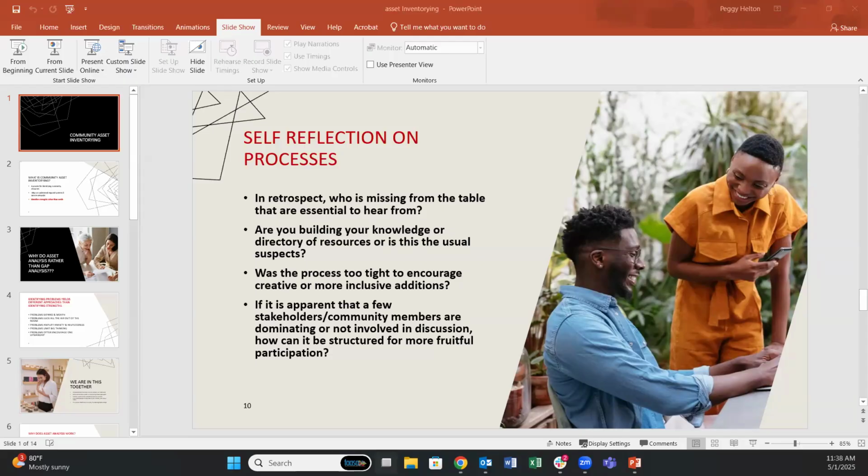I think this is a good time after your first meeting to also decide, are you building your knowledge with this process? Are you building a directory of resources? Or are you just getting the usual suspects, right? I think a lot of times we kind of go on autopilot. We start pulling it together. We kind of know who's out there, or we think we know who's out there. And we start getting folks that we're already working with, and you're like, okay, this is like assembling a directory. I think we have to think broader than that.